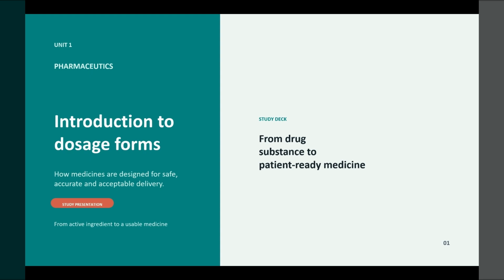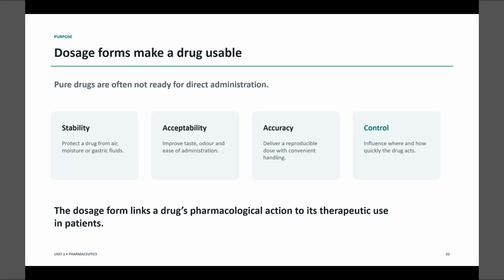So, how are medicines designed for safe, accurate, and acceptable delivery? That is what we are going to discuss in today's topic, called dosage form design. Now we are going to see how pure drugs are often not ready for drug administration, because in pure form it may be potent and it cannot be compressed into a tablet or converted into an injection.